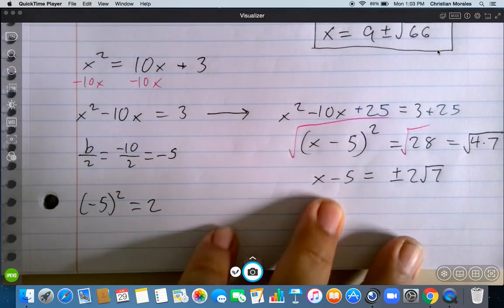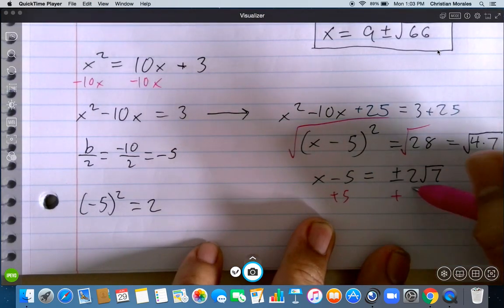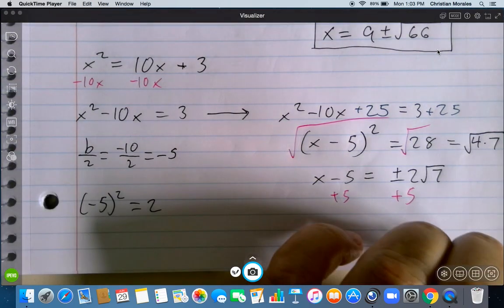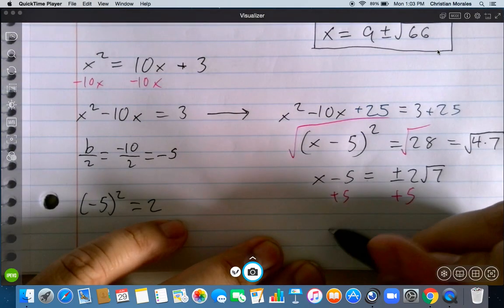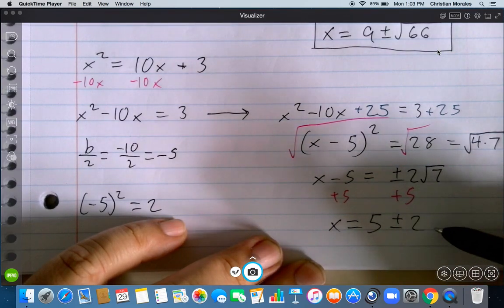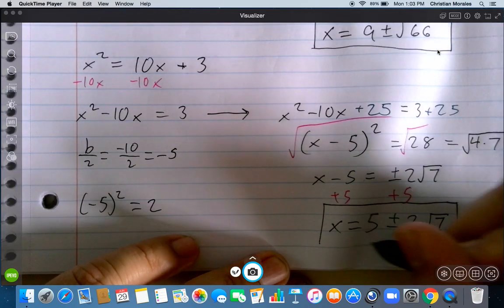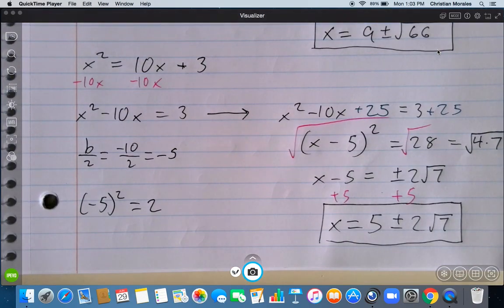Okay, going to move the 5. The inverse of minus 5 is plus 5 to both sides. My answer is going to be x equals 5 plus or minus 2 radical 7. And that's it. That's my answer. And guys, that is solving using perfect squares.